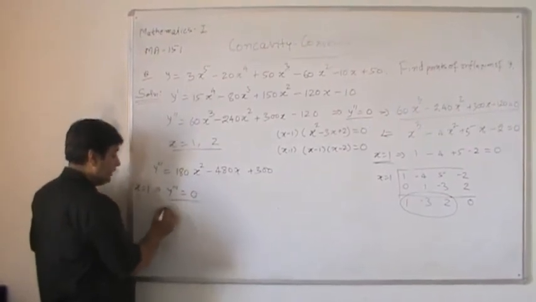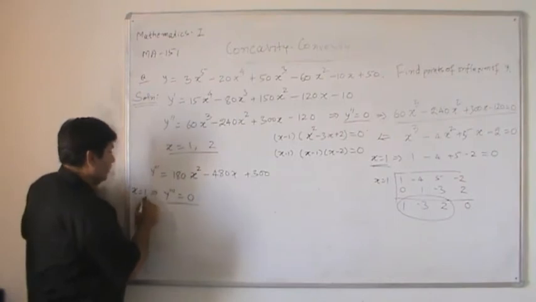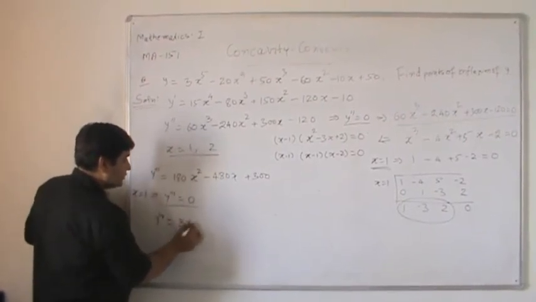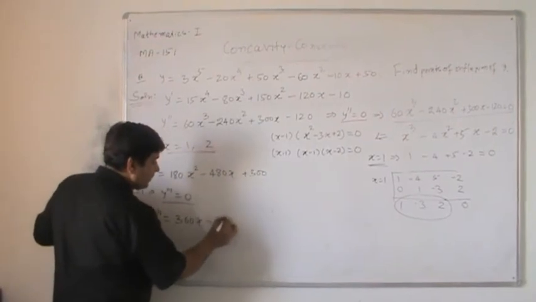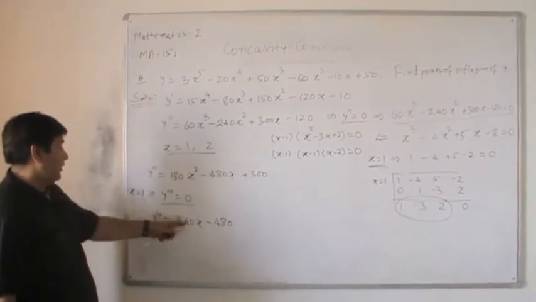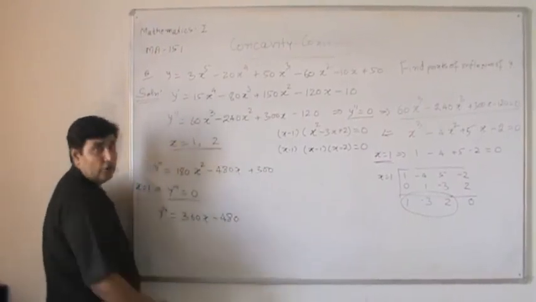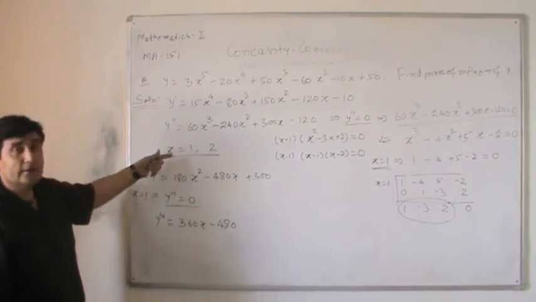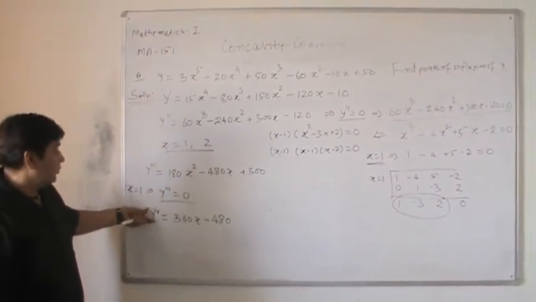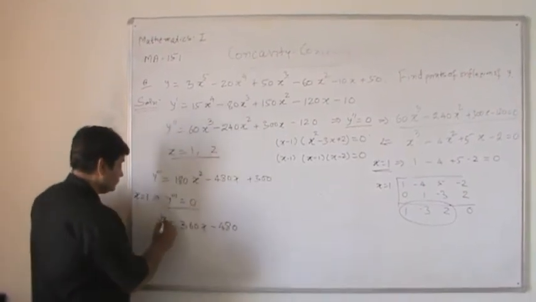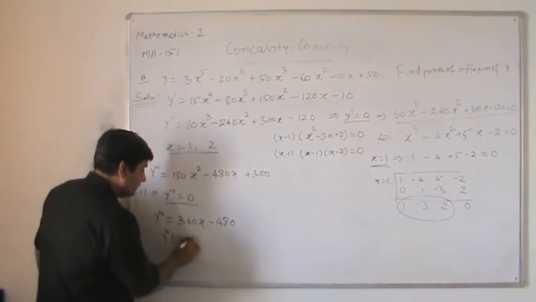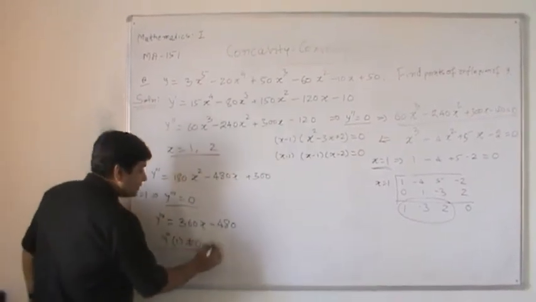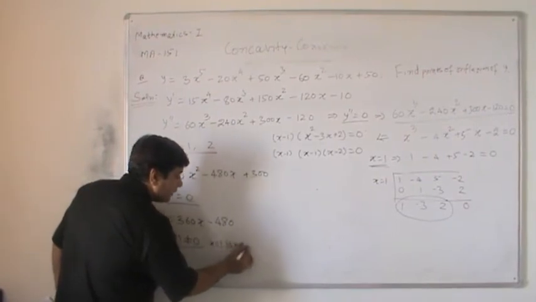So for that, we calculate the fourth derivative. When I calculate the fourth derivative, I get 360x minus 480. Now if I put x equal to 1, I get a non-zero value of the fourth derivative. So the fourth derivative is non-zero at x equal to 1, which is an even derivative, so x equal to 1 is not a point of inflection.